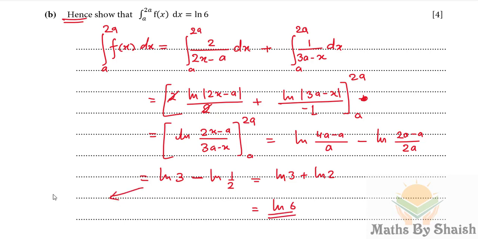Otherwise also we could have written it as ln a minus ln b is ln of a over b, so it is going to be ln of 3 over 1 by 2, that is the same as ln 6. And anyway we can write our answer. So I hope it is clear.